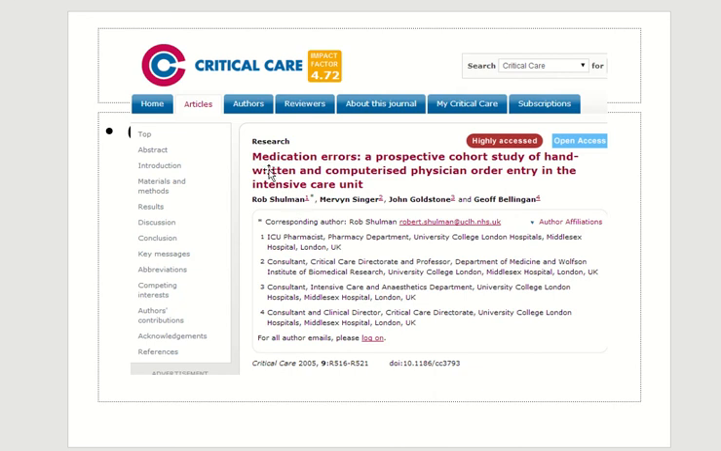So this is the actual study. It's coming from critical care. And the study title is Medication Error, a prospective cohort study of handwritten and computerized physician order entry in intensive care unit. That was published in 2005. You probably have figured it out. Exposed or non-exposed is what type of order the physicians are doing. Are they doing it by hand or are they doing it by computerized? And the outcome is whether there is a medication error or not, and follow-up.